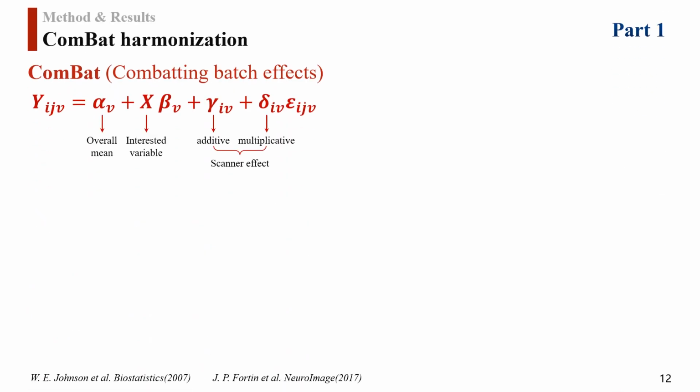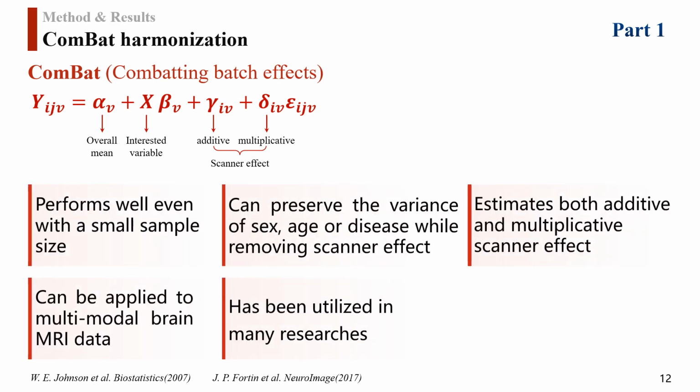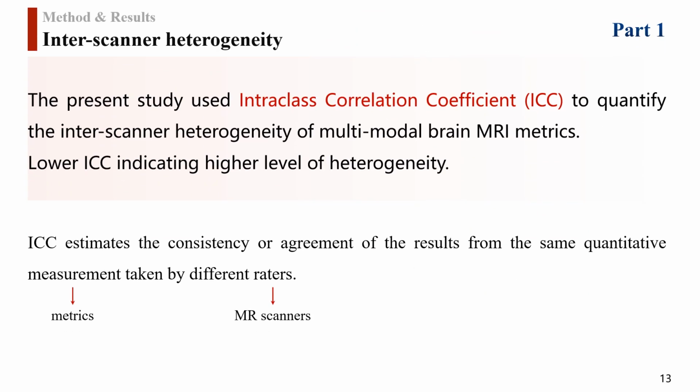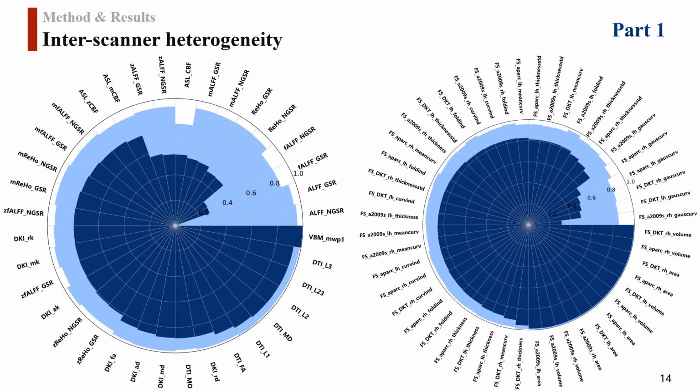We chose ComBat to correct interscanner heterogeneity as it performs well with small sample data, and it has many advantages over other methods. This benefit has led to the widespread use of ComBat across multiple modalities. We then used the intra-class correlation coefficient to quantify the interscanner heterogeneity of multimodal brain MR metrics, lower ICC indicating a higher level of heterogeneity. Here are the results.